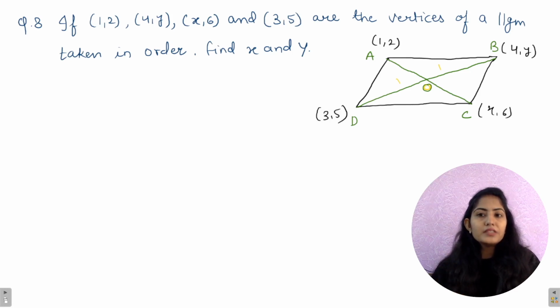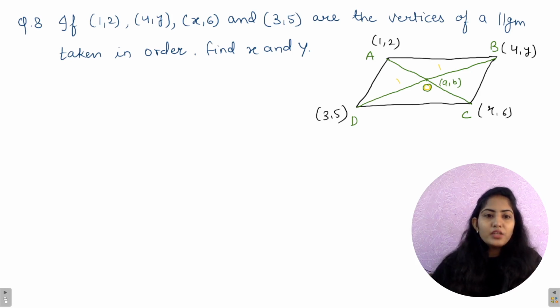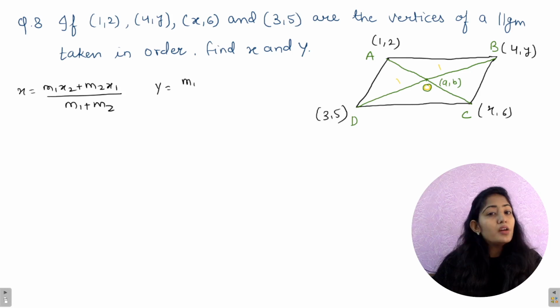Whatever the point is, suppose let it be a comma b, small a and b. So let's find the value of a. We are using the section formula, again writing it here: x is equal to (m1 x2 + m2 x1) / (m1 + m2), and similarly y is equal to (m1 y2 + m2 y1) / (m1 + m2).